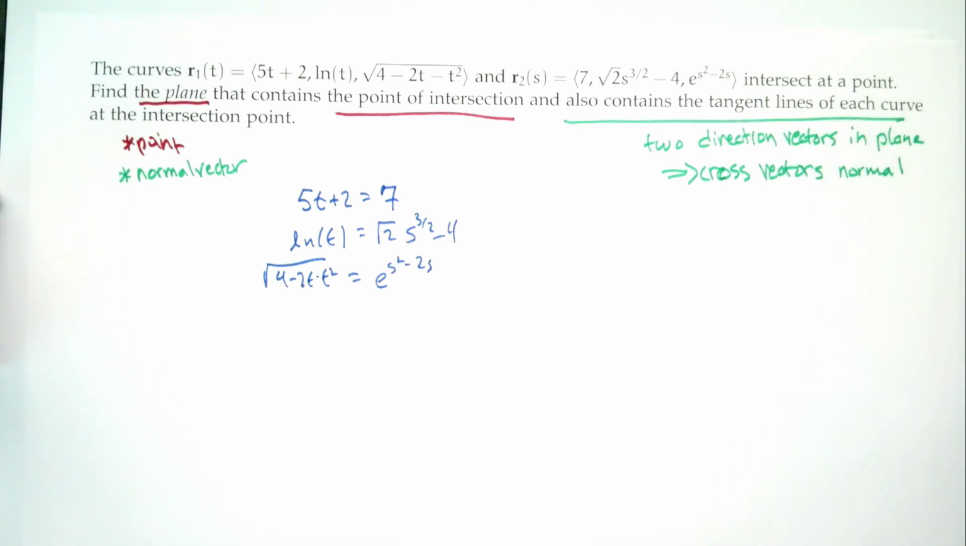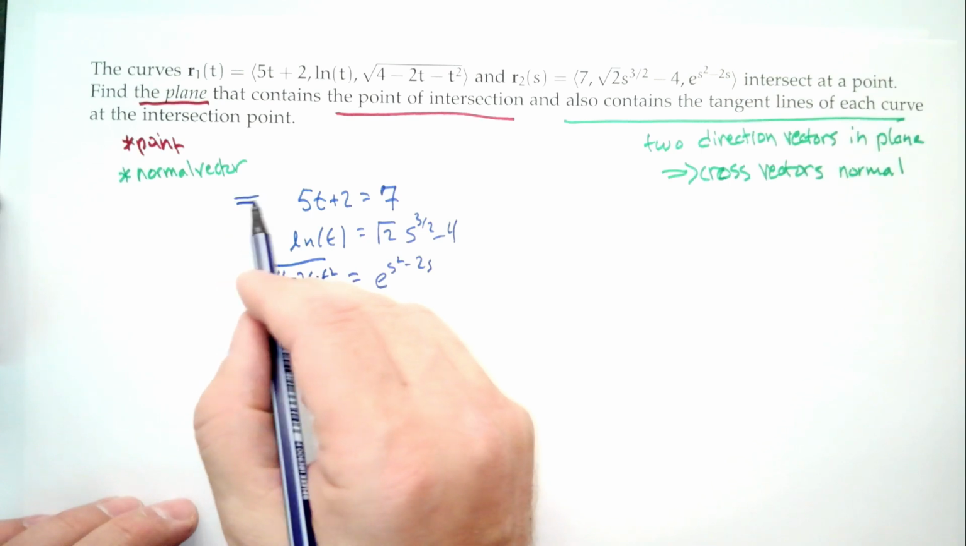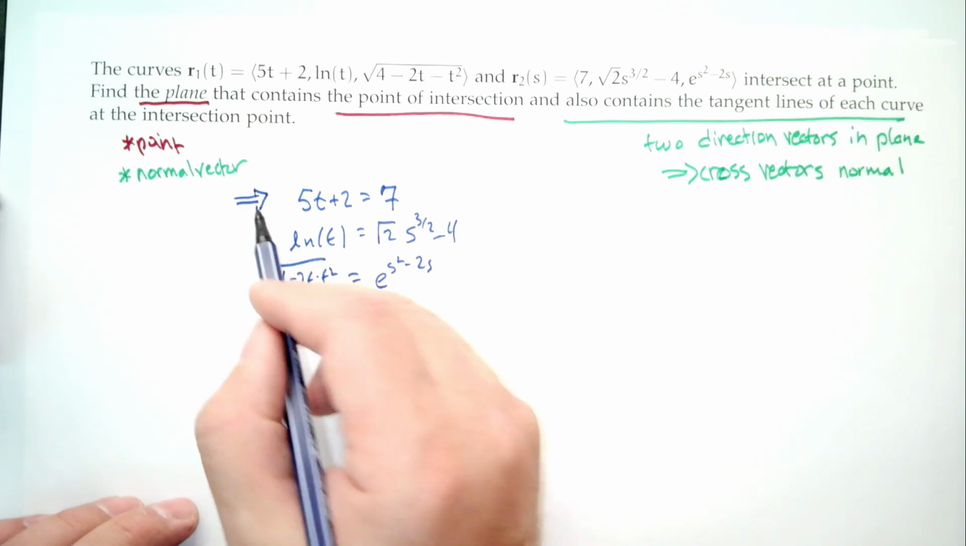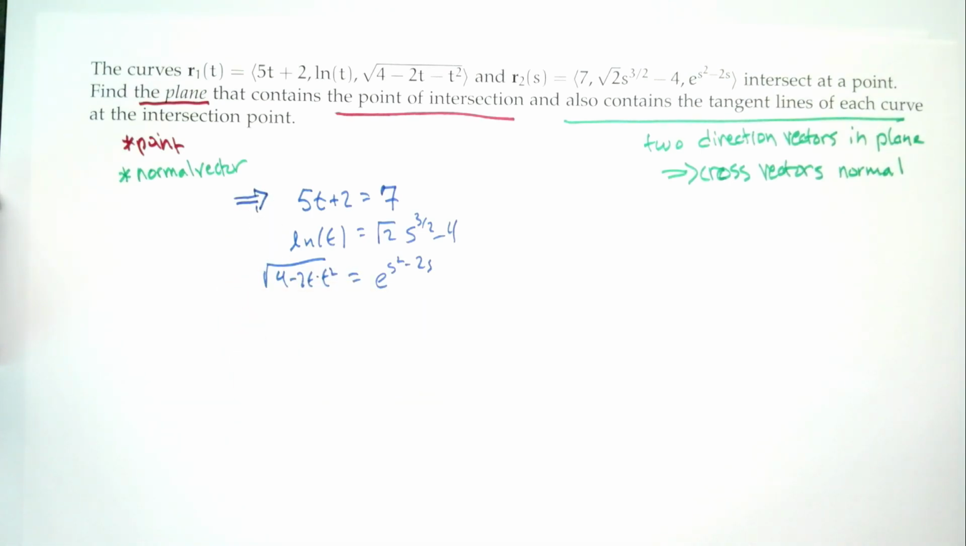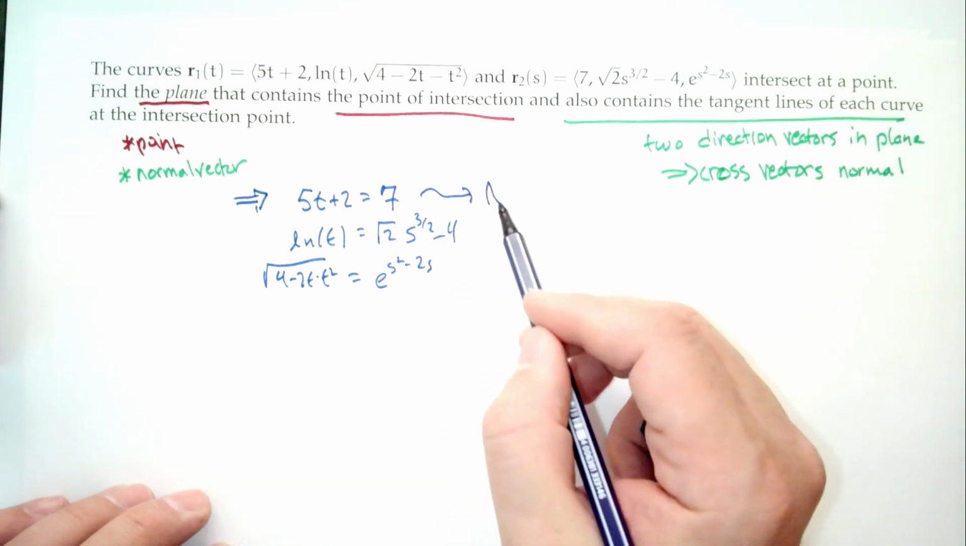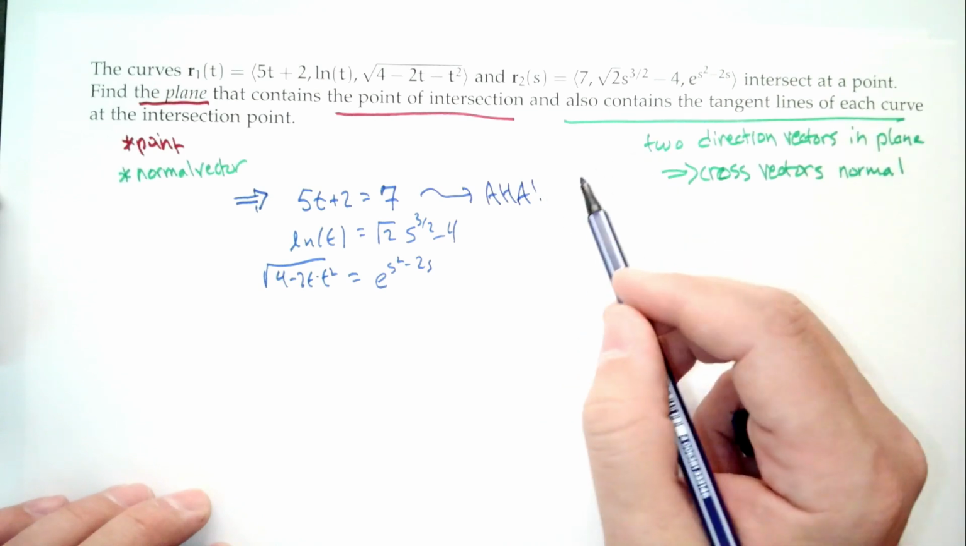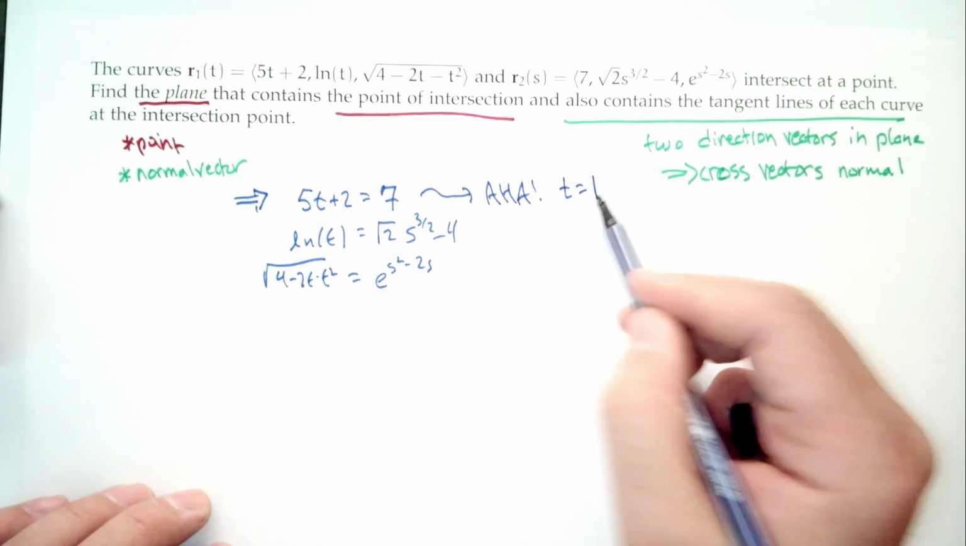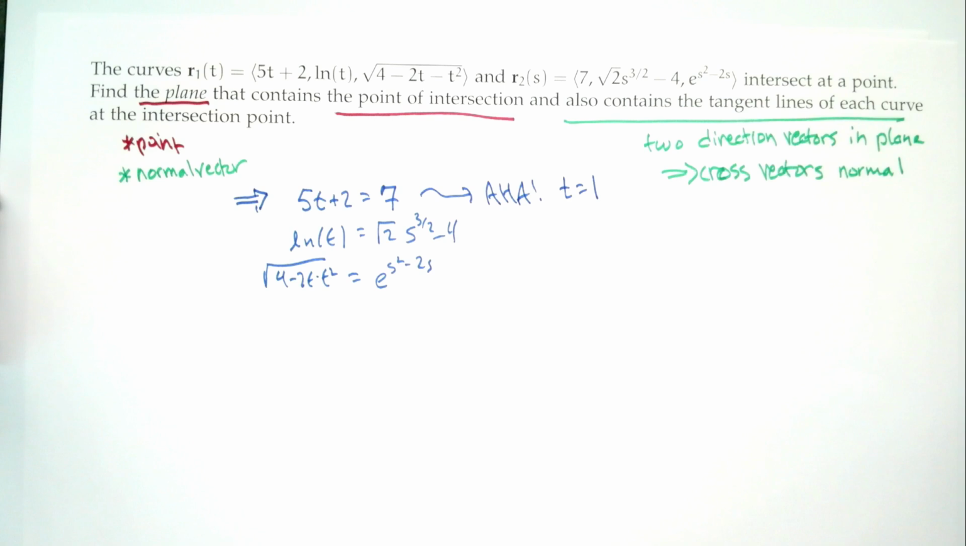Now not all equations are going to be equally useful to work with. Some will be much simpler. So for instance, I'm kind of attracted to this equation, 5t plus 2 equals 7, because that's the kind of equation I can solve. In particular, from here I see, aha, and I don't have to write aha on the test, but I think it. That tells me that at the point of intersection, t had better be 1.